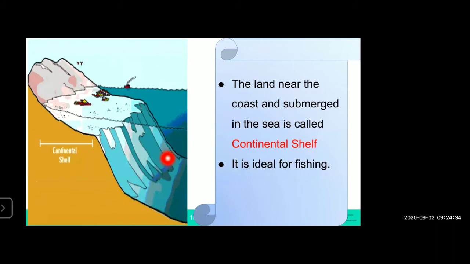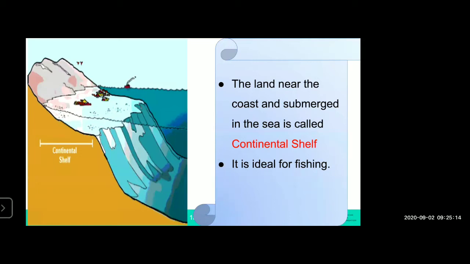The continental shelf is the shallowest part of the ocean and its slope is also gentle. It is not uniform everywhere. You can see here, somewhere it is narrow, somewhere it is broad. It is narrow at some places while broad at others. Its depth is up to 200 meters below the sea level. The continental shelf is very important from the point of view of humans, as this is the shallowest part of the ocean bed.